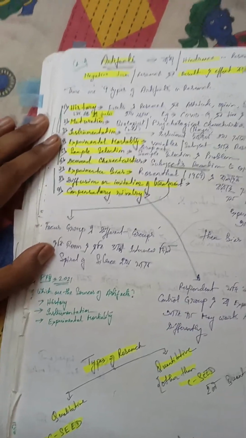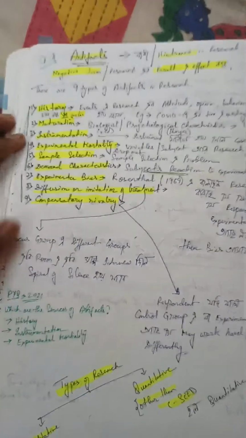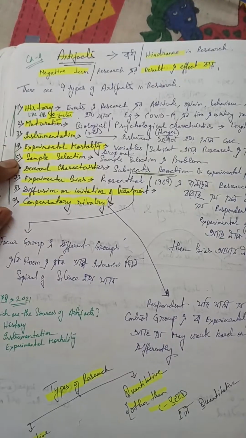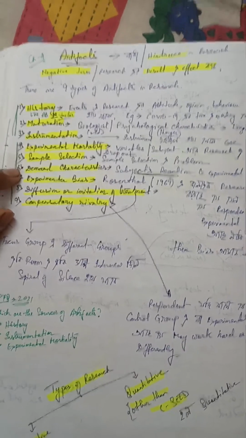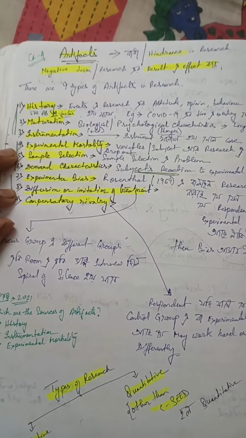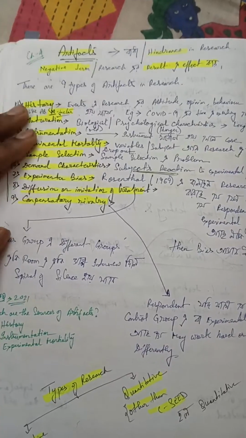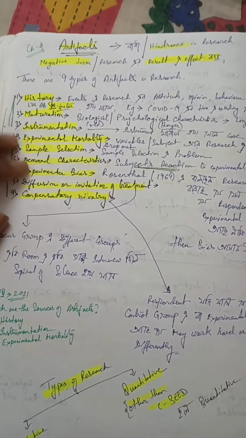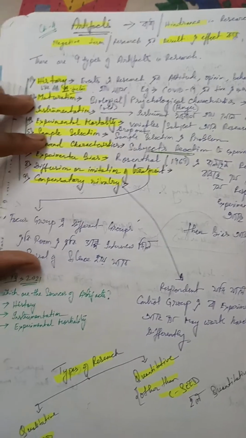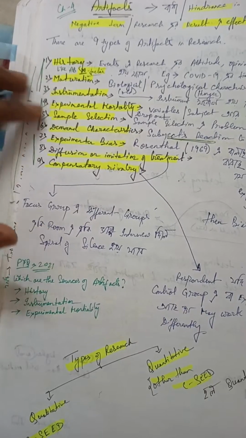Sometimes chronologies are also asked. What are artifacts? We have to chronologically say: the history, the maturation, the instrumentation, the experimental mortality, the sample selection, the demand characteristics, the experimenter bias, the diffusion or imitation of treatment, the compensatory rivalry. After this, the same question comes: which are the sources of artifacts? So we can say history, instrumentation and experimental mortality.